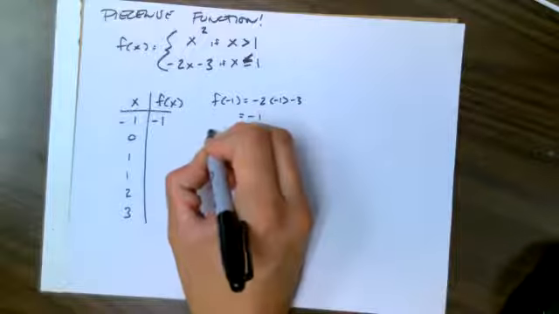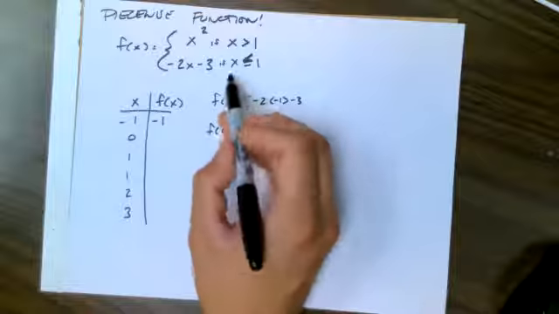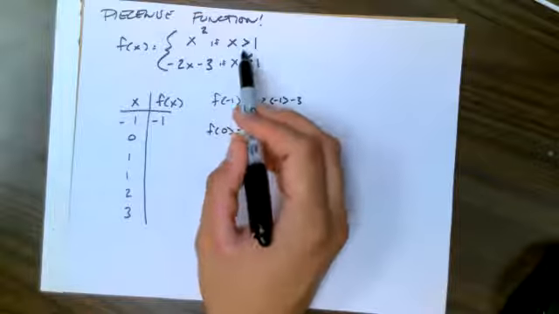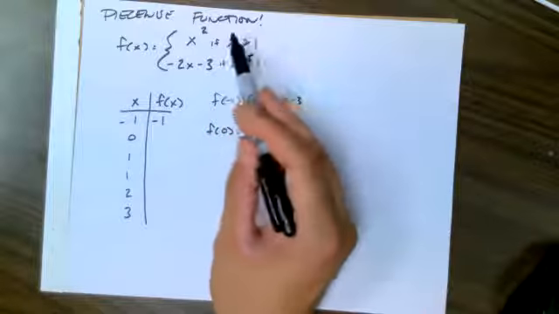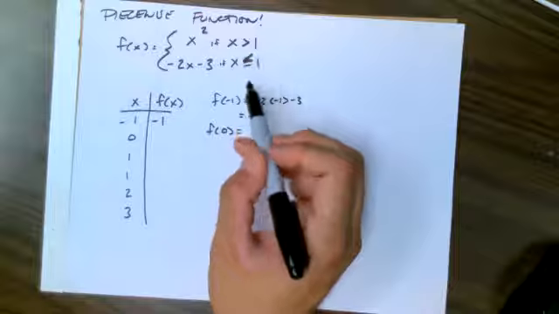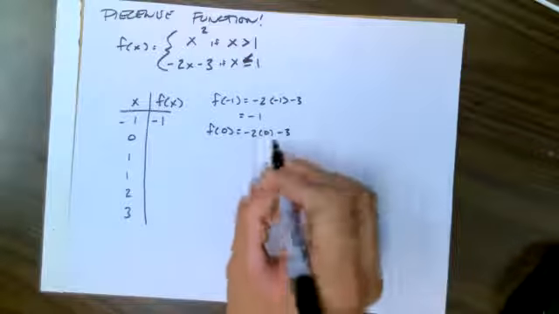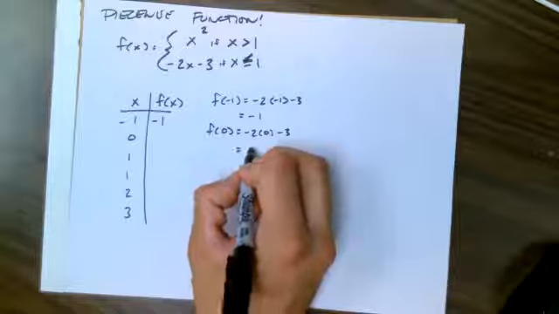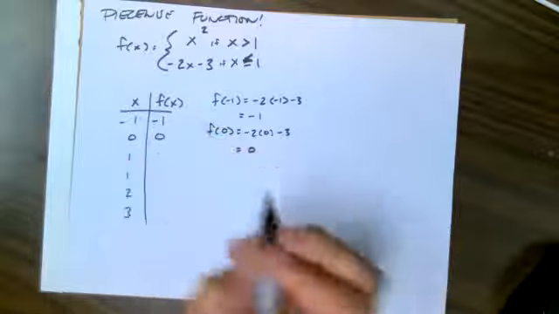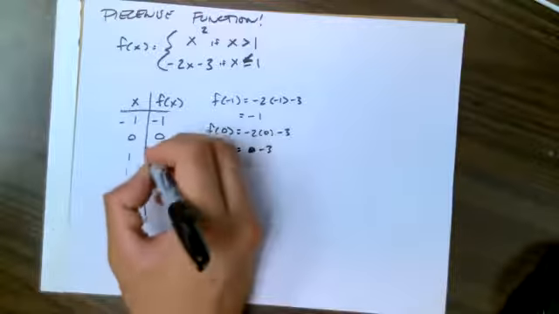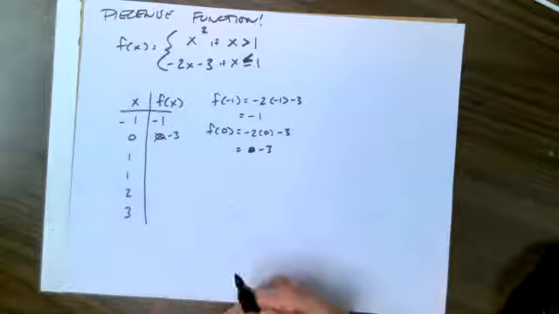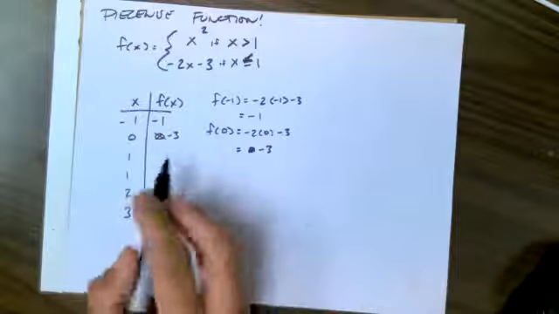f of 0, again, 0 is less than or equal to 1, right? It's not greater than 1, so I'm not going to use that top function. 0 is less than or equal to 1, so I'm going to use the bottom function again, negative 2 times 0 minus 3. Well, that goes away. I wind up with negative 3. Okay, that's my second coordinate.